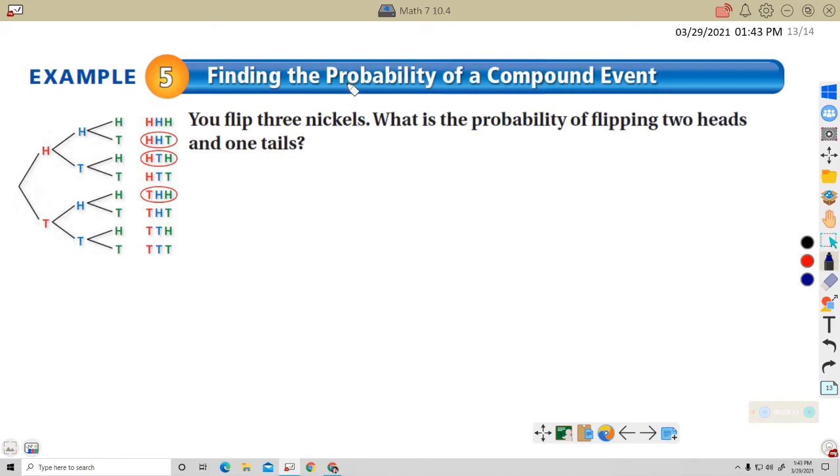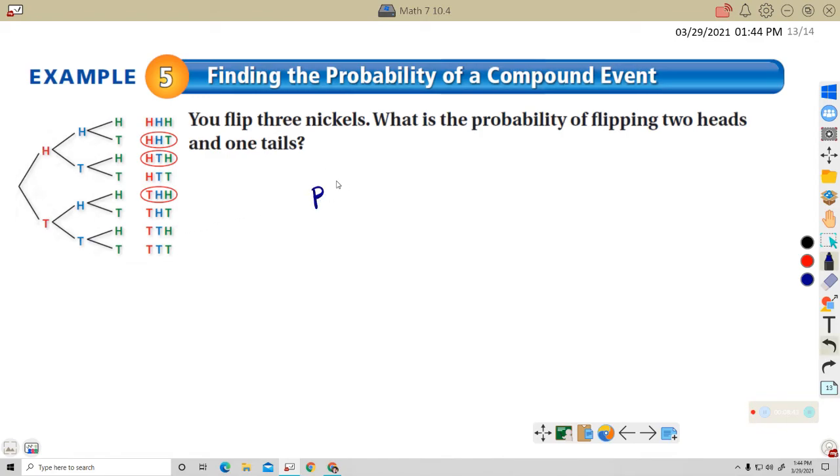Let's look at example 5, finding the probability of a compound event. You flip 3 nickels. What is the probability of flipping 2 heads and 1 tails? On the first nickel, we can have either heads or tails. On the second nickel, we can have either heads or tails. And the third nickel, we can have either heads or tails. So it's 2 times 2 times 2. So there are 8 possible outcomes, and here they are.